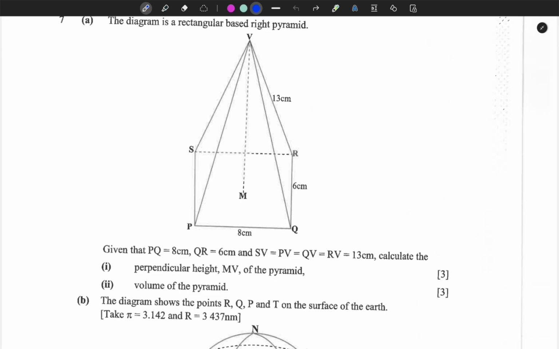The diagram is a rectangular based right pyramid. So we are given a pyramid with a base of a rectangle. We are told that the base is a rectangle. A rectangle is a polygon with 4 sides in which opposite sides are equal to each other.